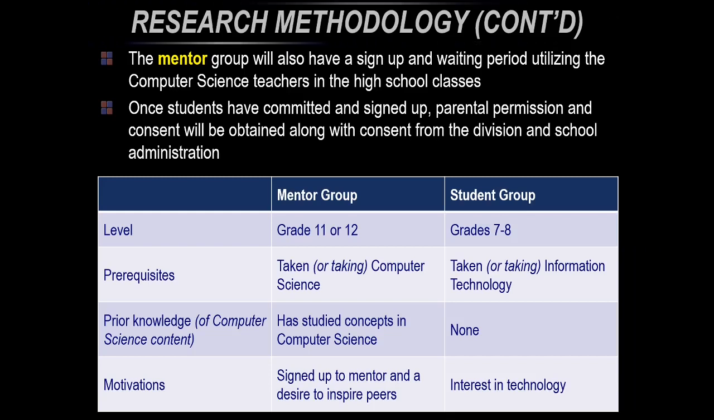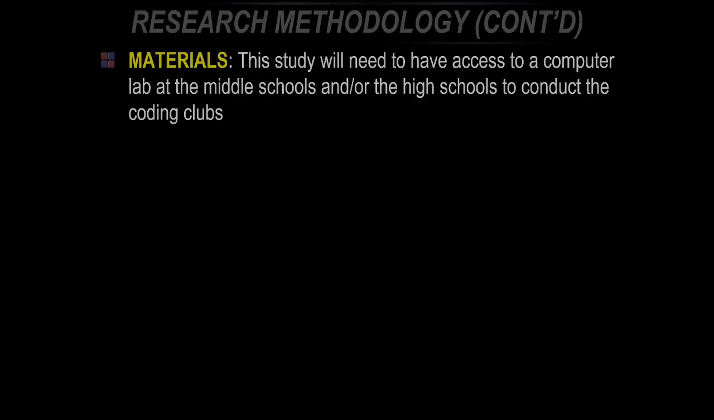Prerequisites for the mentor group would be that they have taken some computer science courses or are currently taking them. With the student group, there isn't really any prerequisite, but that they would be taking an information or tech class, which is a requirement of middle school students. For the mentor group, their prior knowledge would be that they have studied the concepts of computer science before, whereas the student group would have no prior knowledge prerequisites. The motivations of the mentor group would be to inspire their peers, and for the student group, it would be just a general interest in technology and possibly computer science in general.